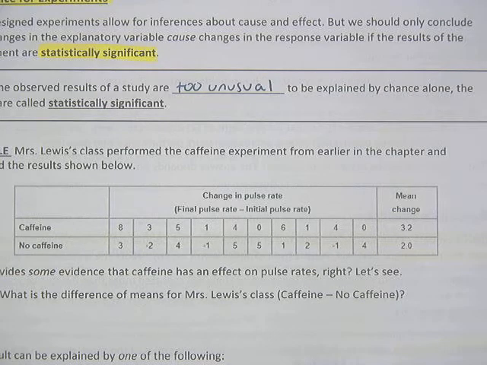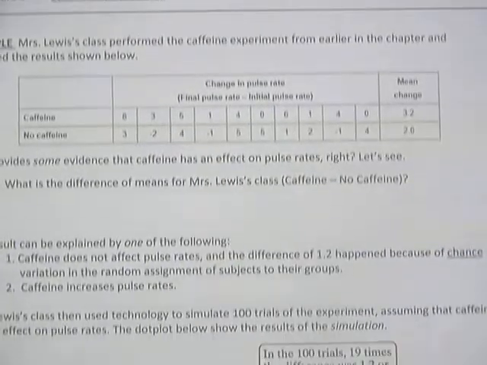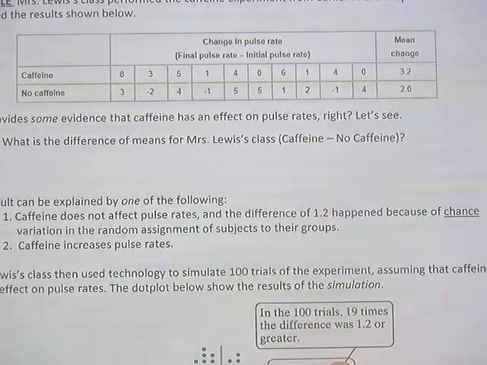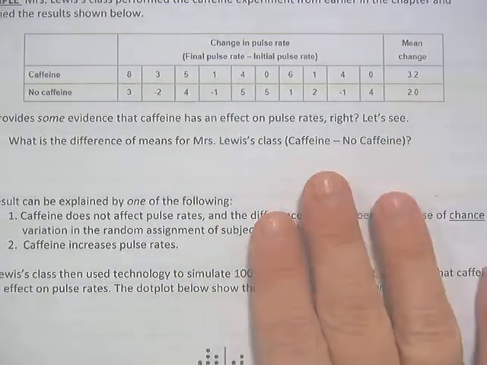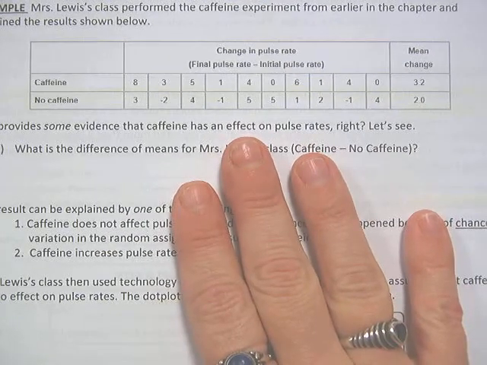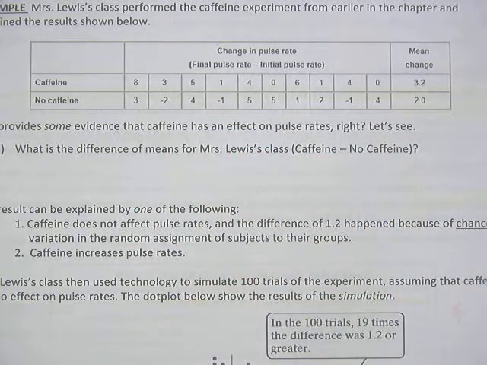Now I'm going to skip a lot of this page, because as I was looking back through my notes, I just don't think that a lot of this is necessary. I feel like some of you would get bogged down in the actual numbers themselves. But here's what happened. Mrs. Lewis's class performed this caffeine experiment where some of us got caffeine, some of us didn't. We compared the increase in pulse rate. So you've got this table of data. This is where you really don't worry about the numbers themselves, okay?